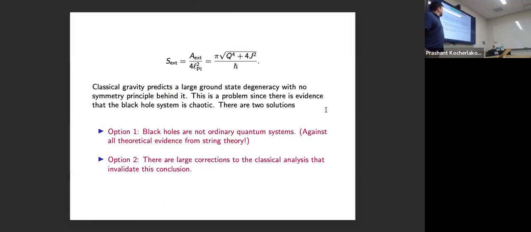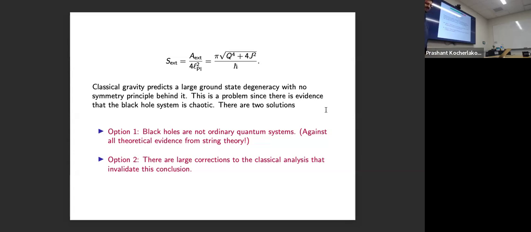Okay. So this is a problem because there is evidence, which maybe would be the topic of a different talk, that the black hole system is chaotic, and not only chaotic, but maximally chaotic in some sense. So there is no indication of any symmetry principle protecting this large ground state degeneracy. So there are two options out of this puzzle. The first option is that maybe I shouldn't push the notion that black holes are quantum systems. This might be true, who knows? But this is against all the theoretical evidence from string theory, which is essentially a theory that gives you pairs of black holes and quantum systems, and this duality has been checked for decades.